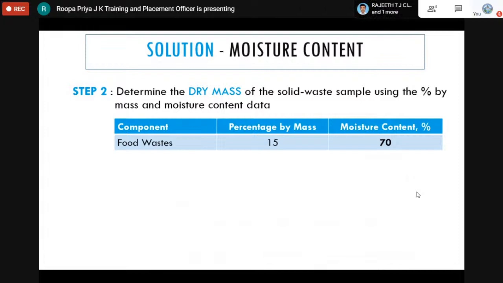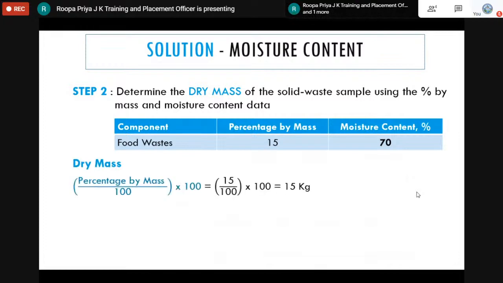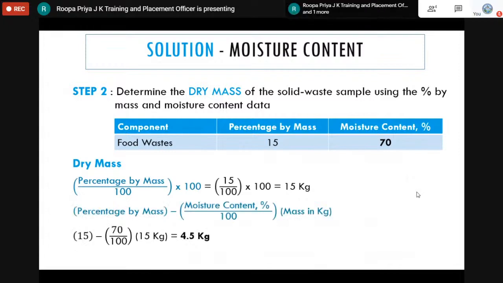So if the component is given, and the percentage by mass is given, and also the moisture content is given, this is how you calculate the dry mass. You have to pick up the percentage by mass value and divide it by 100 and multiply by 100, because it is in percent by mass, and that is now in kg. So you get 15 into 100 divided by 100, which is equal to 15 kg.